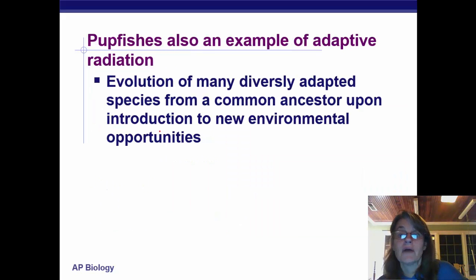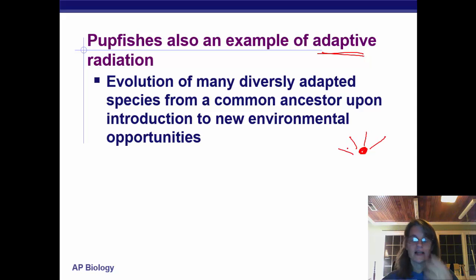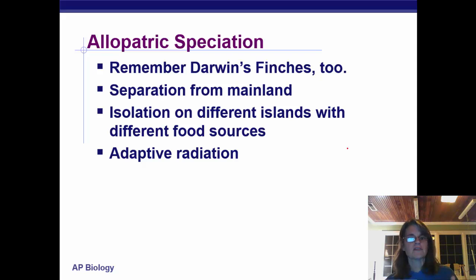This is also a great example of adaptive radiation, where you have one ancestral species giving rise to several others. The classic example that we've already talked about is Darwin's finches. These pupfish are exactly analogous. It's the same story. Okay, Darwin's finches.